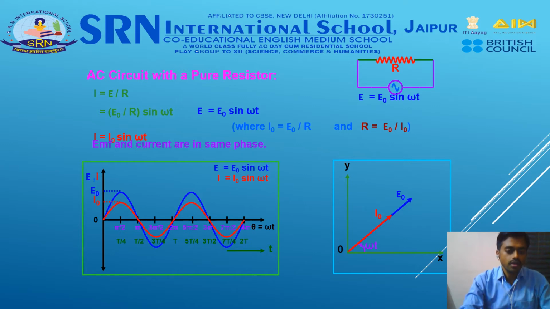Here in the graph wave diagram we can see that current and EMF both start from 0, reach their peak values at pi by 2 phase angle, and again reach 0 at pi phase angle. Similarly the cycle continues. Now if we talk about the phasor diagram, we will find that current and EMF are both at the same phase angle, that is omega t, pointing in the same direction.